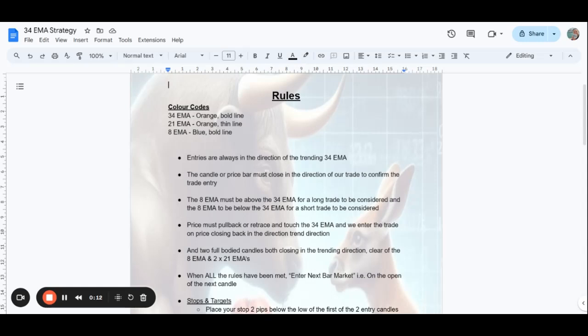I put down here the color code, so we know that our 34 EMA is in orange, and we've got that as a bold line. We have the 21 EMA, which we have two of those. Again, that's in orange, and that's been put in as a thin line. And then we have our 8 EMA, which is blue, and again is a bold line. So these are all of our rules, and it's absolutely critical that all of these rules are in place before we start recording each of the trades. And this goes forward for when you're doing demo trading and live trading, all of these rules have got to be in place.